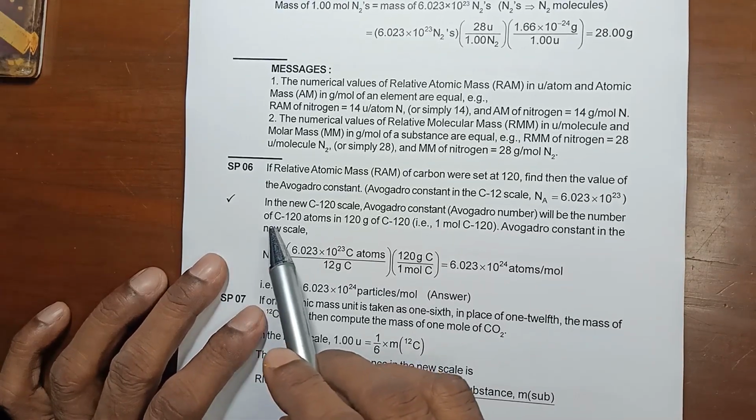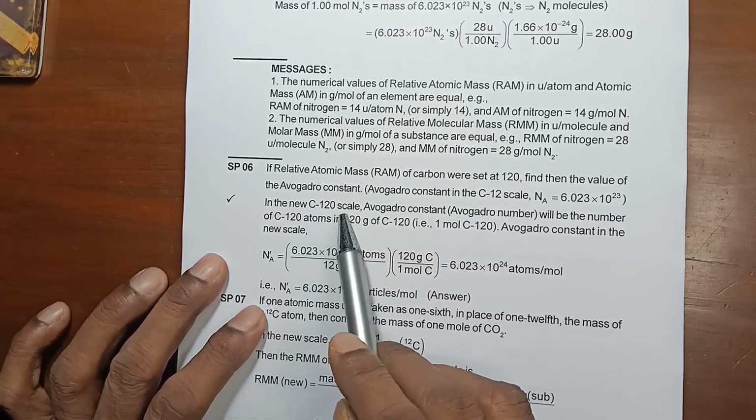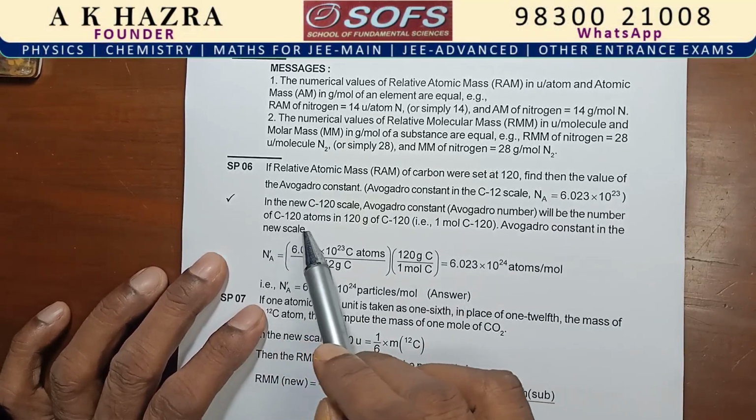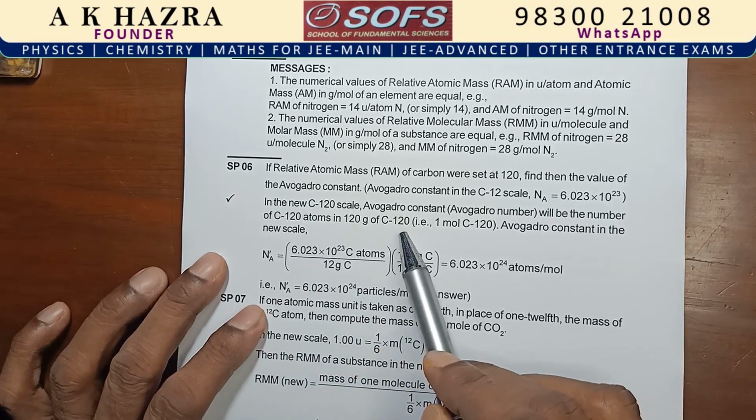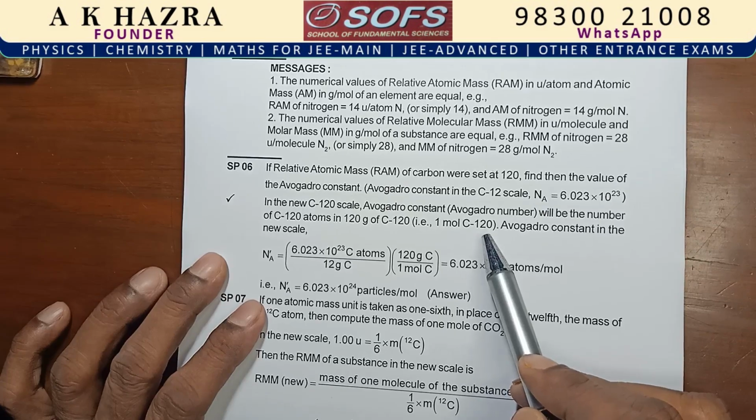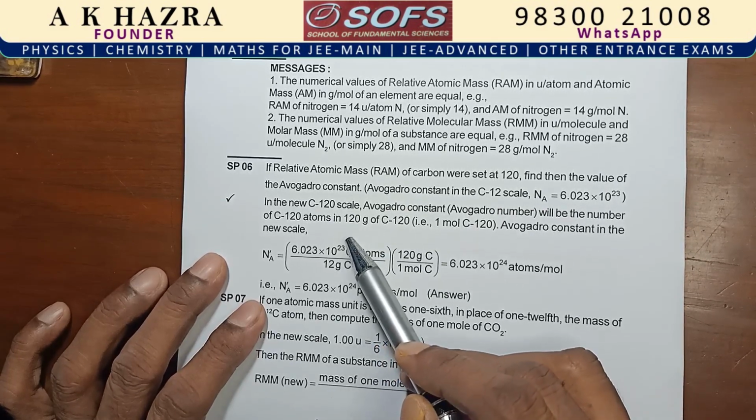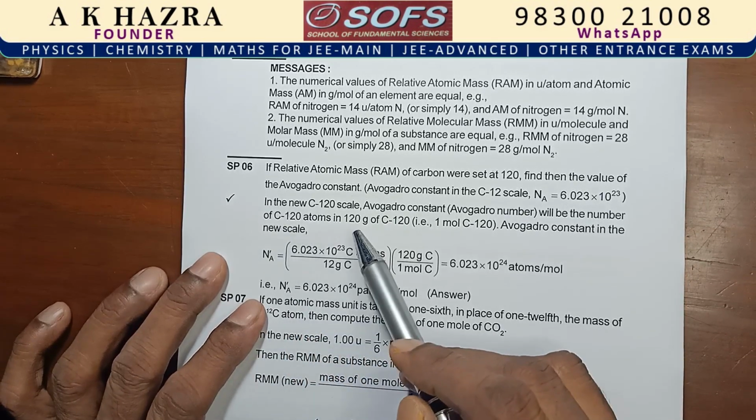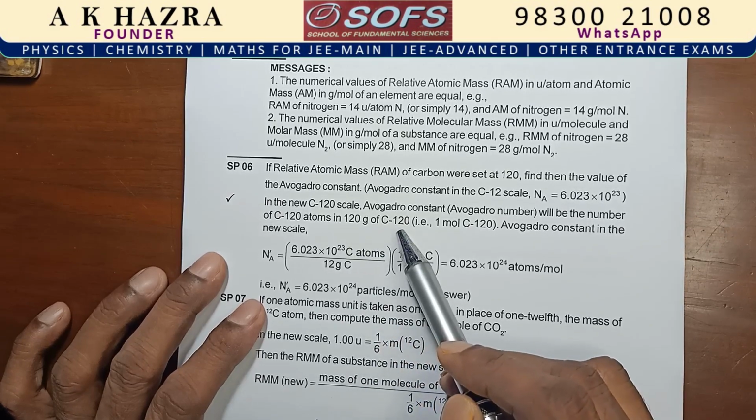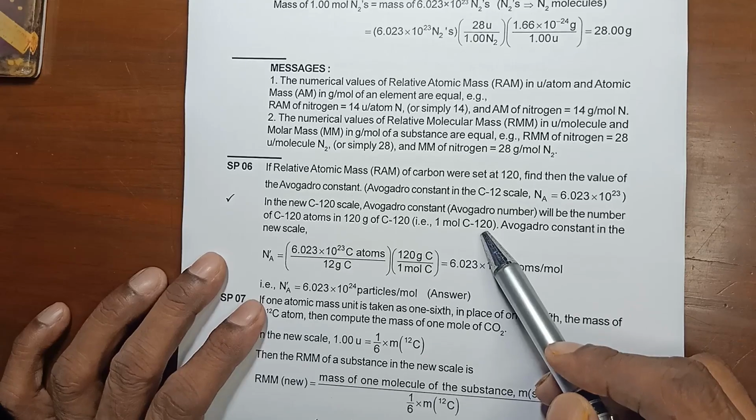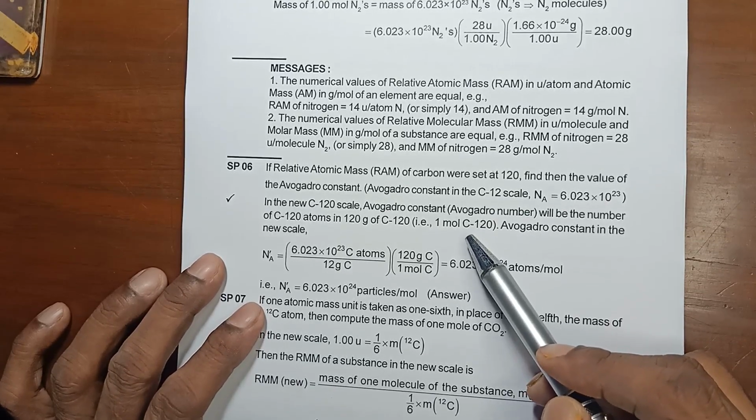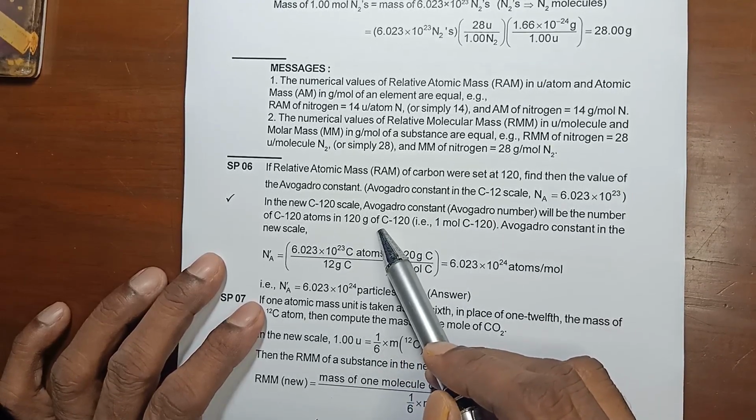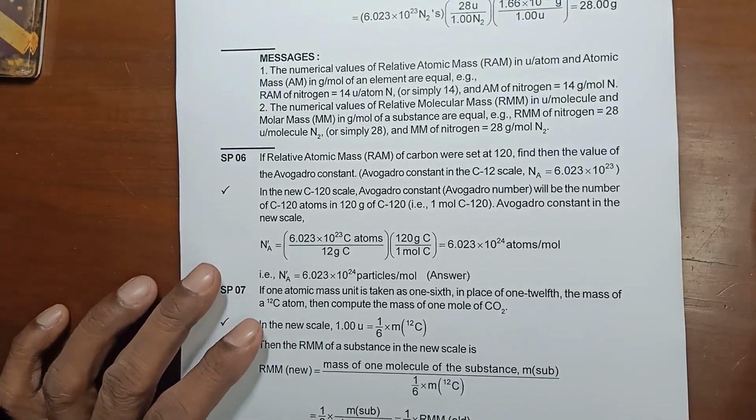Solving this problem, you see, in the new scale, the C120 scale, the Avogadro number or Avogadro constant will be the number of C120 atoms in 120 gram of C120, because 1 mole of C120 equals what? 120 gram. Avogadro number is always the number of particles per mole. So in the C120 scale, it is clear that 120 gram of C120 means 1 mole of C120. So the number of C120 particles in 1 mole of C120, that is 120 gram of C120, will be the Avogadro constant or Avogadro number in the new scale.